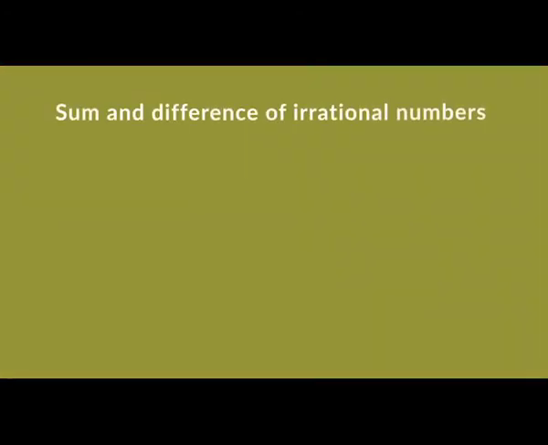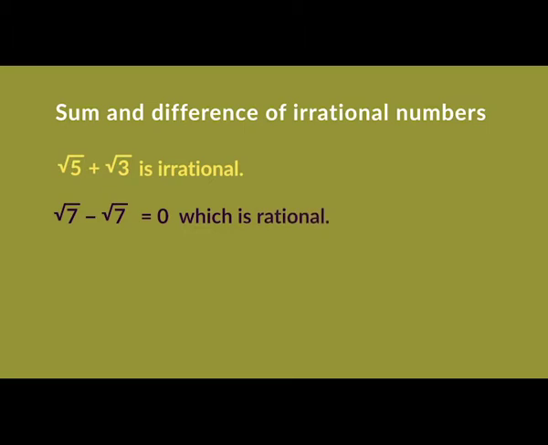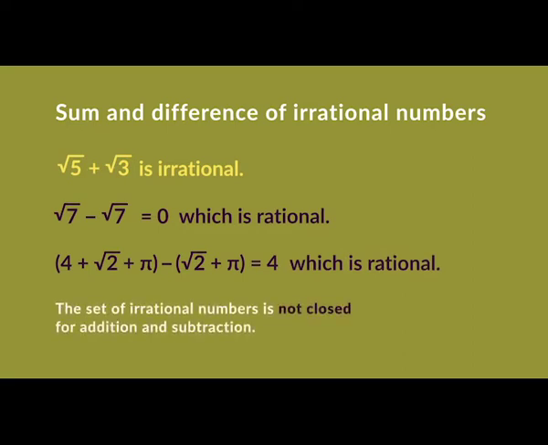The sum of two irrational numbers, for example, the square root of 5 plus the square root of 3, is irrational. If the irrational parts of the numbers have a zero sum, i.e., they cancel each other out, as they do here, then it is obviously rational. And if we take an irrational number like 4 plus the square root of 2 plus pi and subtract another irrational number, root 2 plus pi, then we get 4, which is rational. So, we conclude by saying that the set of irrational numbers is not closed for addition and subtraction.